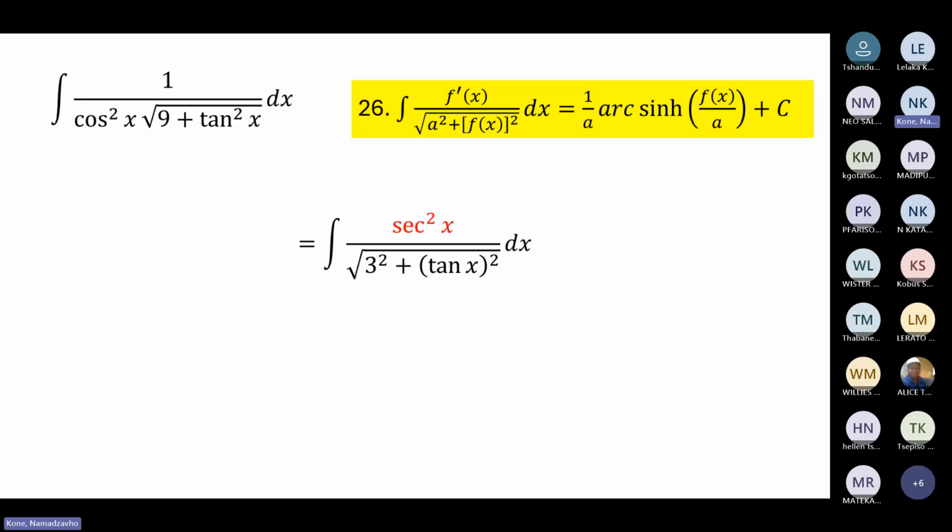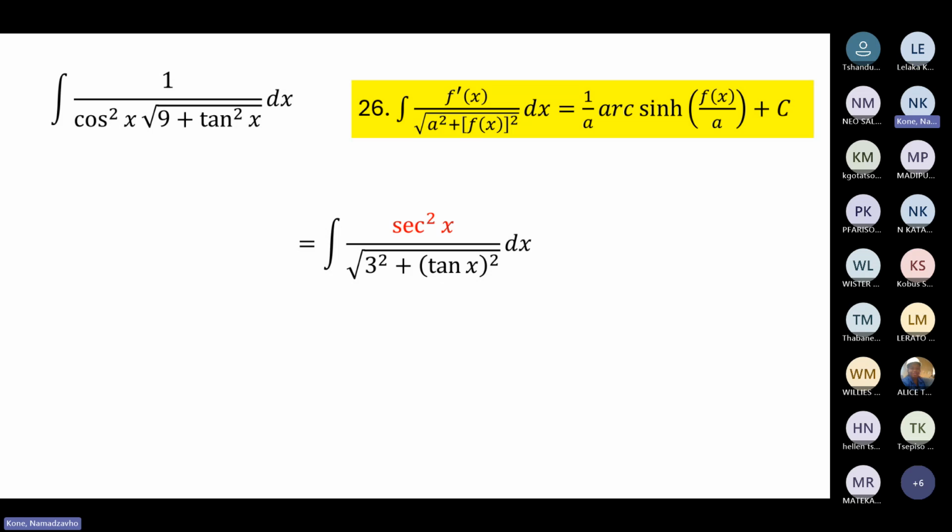Did I quote the correct one here? 26. Correct, but 26 on the right hand side doesn't have 1 over a. So on the right hand side is supposed to be just a x. Yes. Yo, can you see? I'm creating my own rules now. This is the Kone rule.